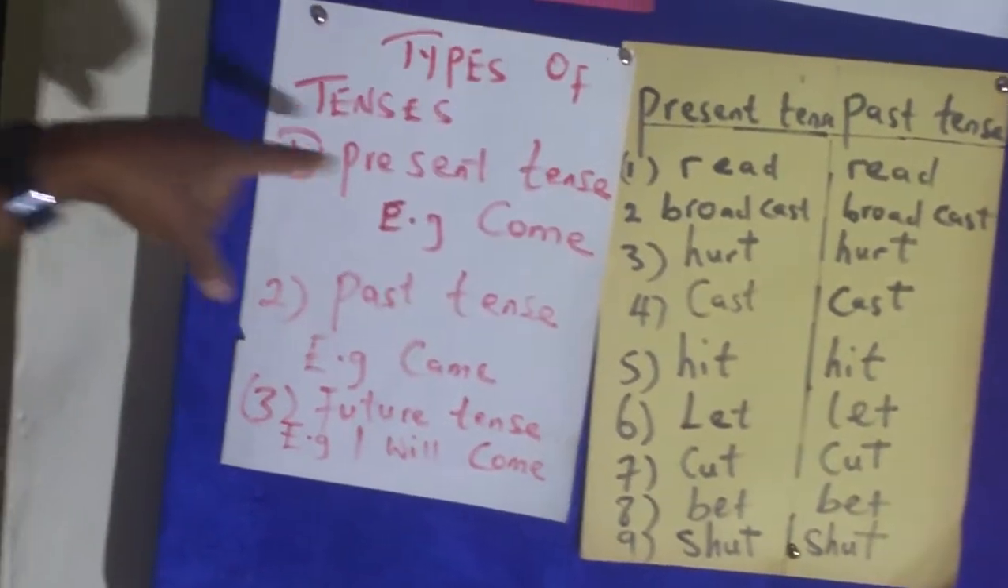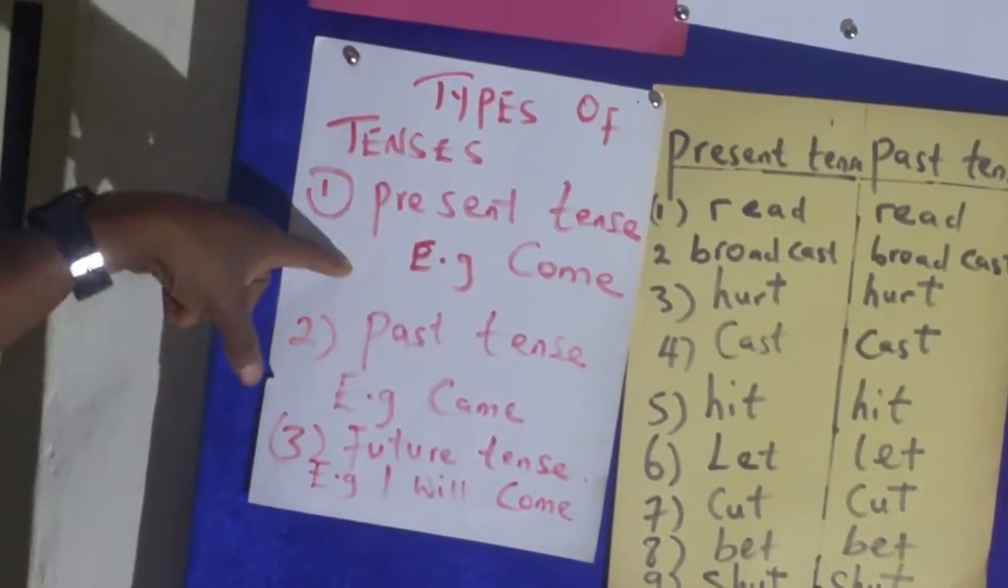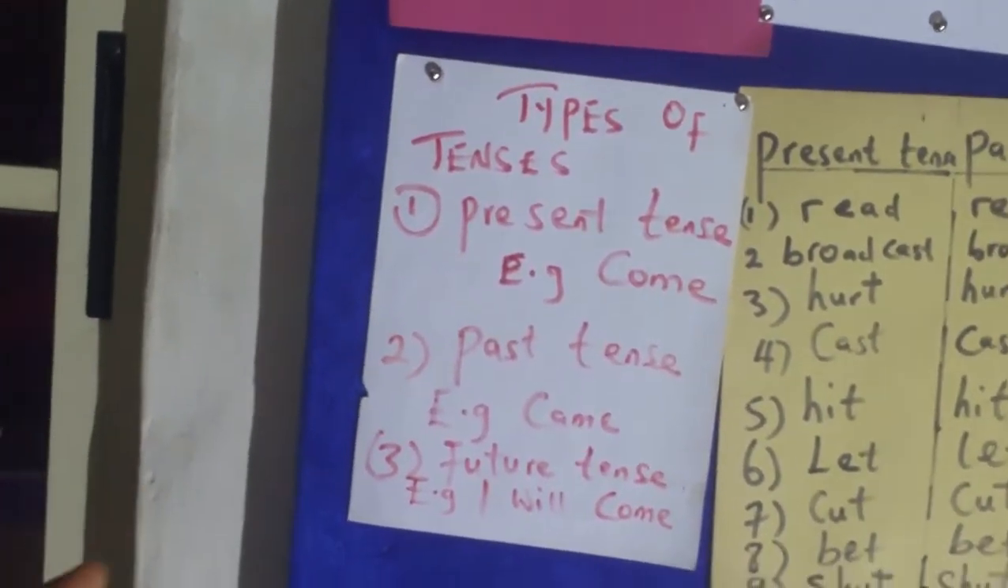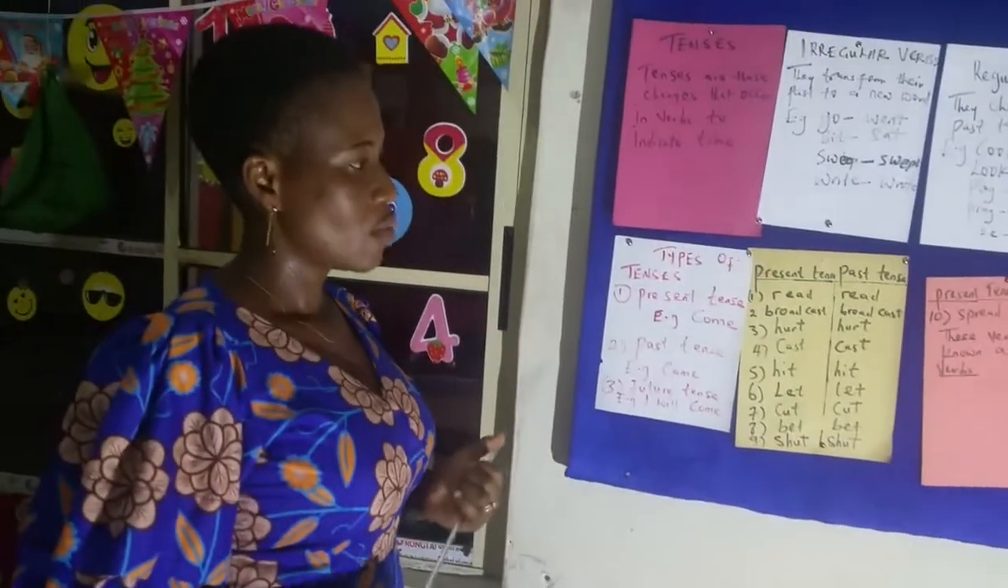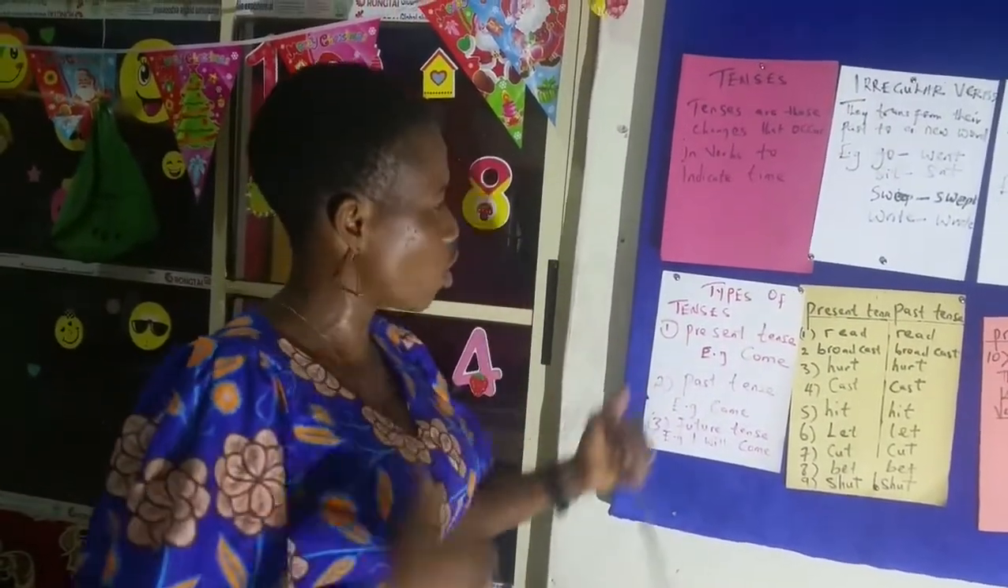Let's look at the present tense. What is present tense? It is used to indicate action that is habitual. When you say habitual, something that is happening always.